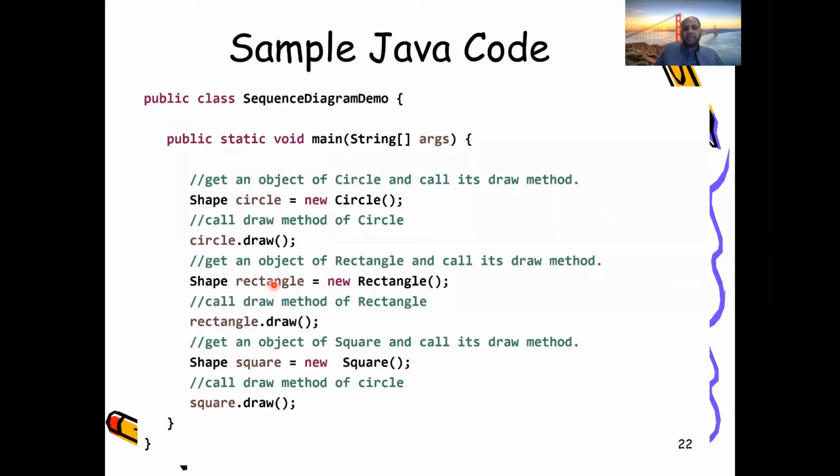Same is the case here. So the rectangle object has been created, and then the rectangle draw method is called, or the rectangle object has been sent a draw message. And same is the case for square. The square draw method is called.